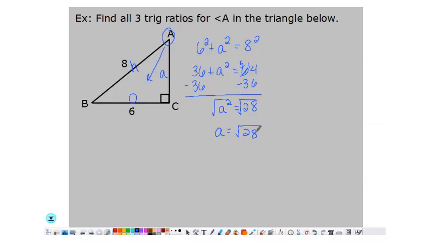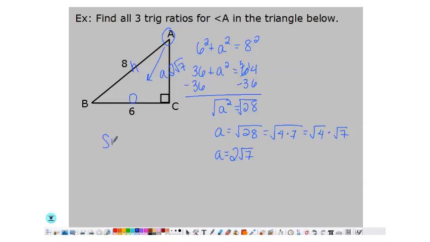Now, hopefully in Algebra 2 you learned how to simplify square roots. So you want to do that by breaking 28 into numbers that multiply to 28 where there's perfect squares. So I know that 28 is the same thing as 4 times 7. So you can break apart the square root. And then the square root of 4 is just equal to 2. So we really have 2 square root of 7. So now we can label this side and go ahead and do all of our trig.